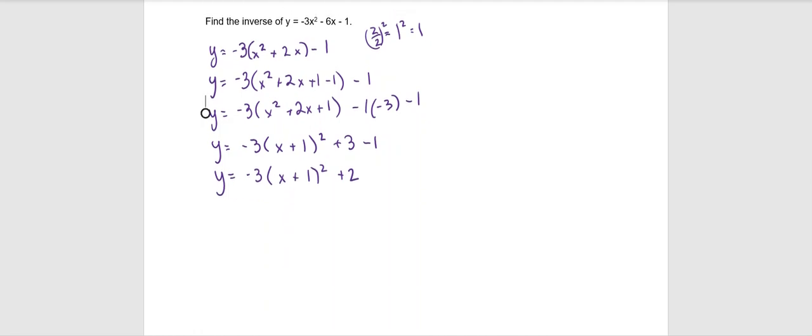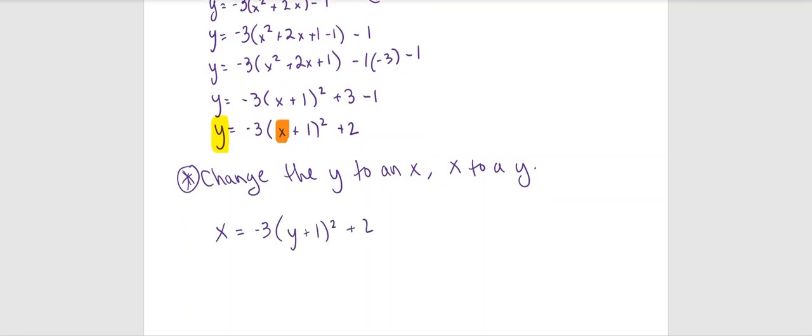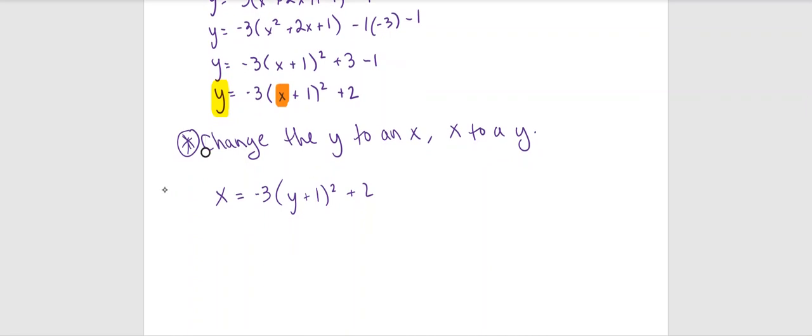So the whole point of finding the inverse is to interchange, or just change, the y to an x and the x to a y, and then we're going to solve again. So let's do that. I'm going to change this y to an x, and this x is going to become a y. So we've got x is equal to negative 3 bracket y plus 1 squared plus 2, and this is how we find the inverse. Now we have to solve for y.